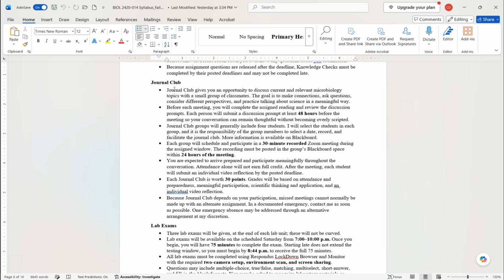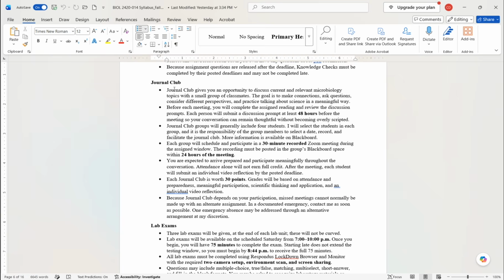And you are going to read an article that's related to the unit. This is where I'm really going to try to tie in some interesting real life connections to the content. So you'll set up a time for journal club. Before journal club, you will schedule the Zoom meeting and share the Zoom link. You'll read the article, and each person is going to post a discussion prompt.